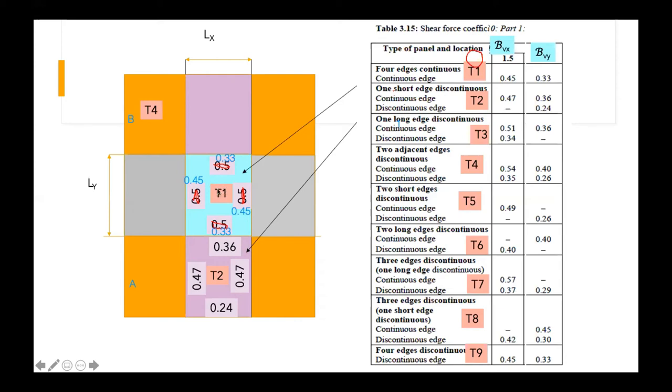The slab T1 will receive a load N, in kilonewton per meter square. And this load will be carried by the beam as much as 0.45 NLX. We have the formula. And also 0.33 NLX to this beam, 0.45 NLX to this beam and 0.33 NLX to this beam. Okay, so let's do another slab. T2, this has one short edge. So how to get that?